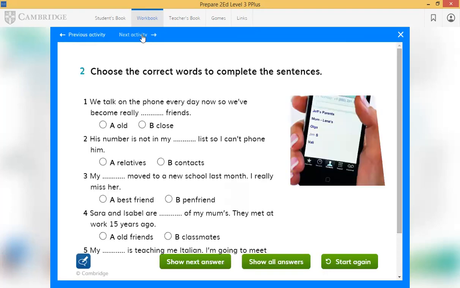Okay, the classroom. Exercise number 2. We continue with vocabulary. Choose the correct words to complete the sentences.